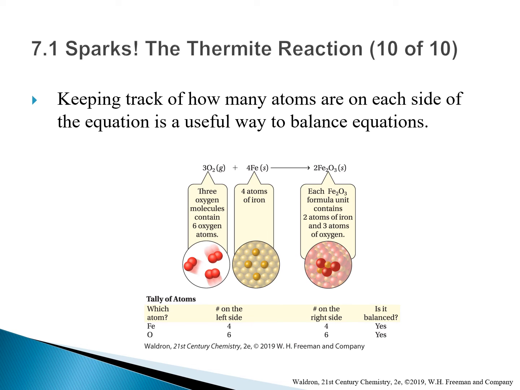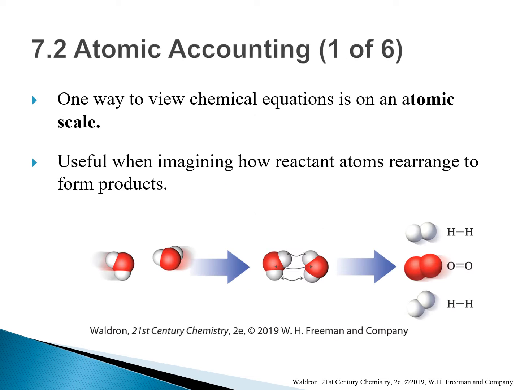to balance equations. As shown in this picture, we have 4 iron on the left, 4 iron on the right, 6 oxygen on the left, and 6 oxygen on the right. They're both balanced. Let's consider a balanced chemical equation from a few different perspectives. The first perspective is the atomic scale.